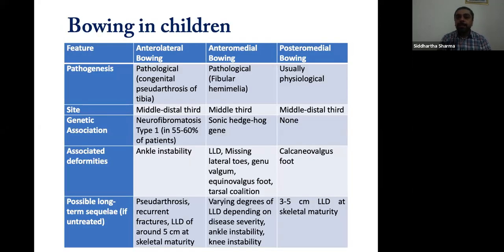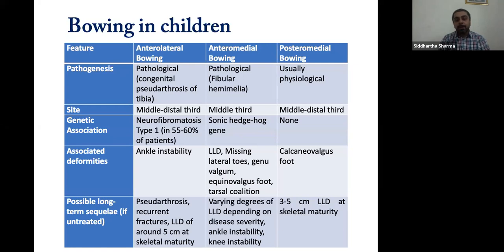Now, bowing in children, this is a very important slide. Bowing in children can have three broad important causes which you should be aware of. You have anterolateral bowing, anteromedial bowing, and posteromedial bowing. I'll go over this table very slowly because it's so important. Anterolateral bowing is pathological, usually caused by congenital pseudoarthrosis of tibia. Anteromedial bowing, on the other hand, is caused by fibular hemimelia. Posteromedial bowing is physiological, but mind you, it does have long-term consequences.